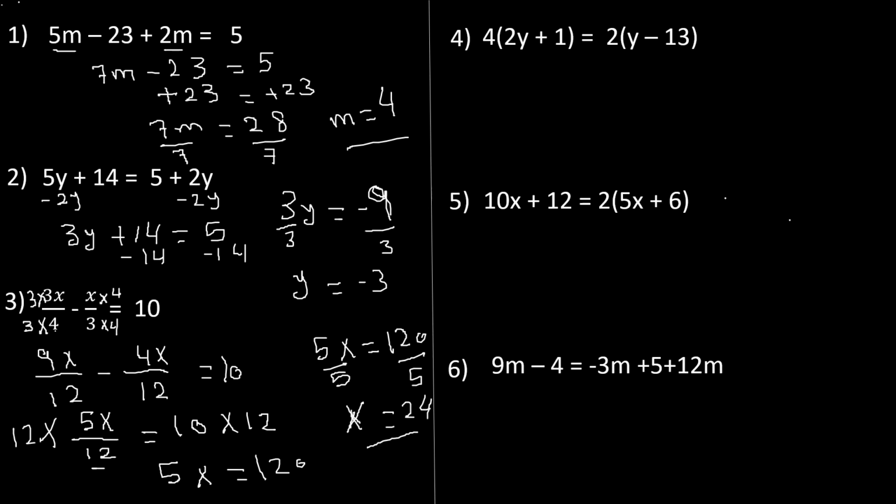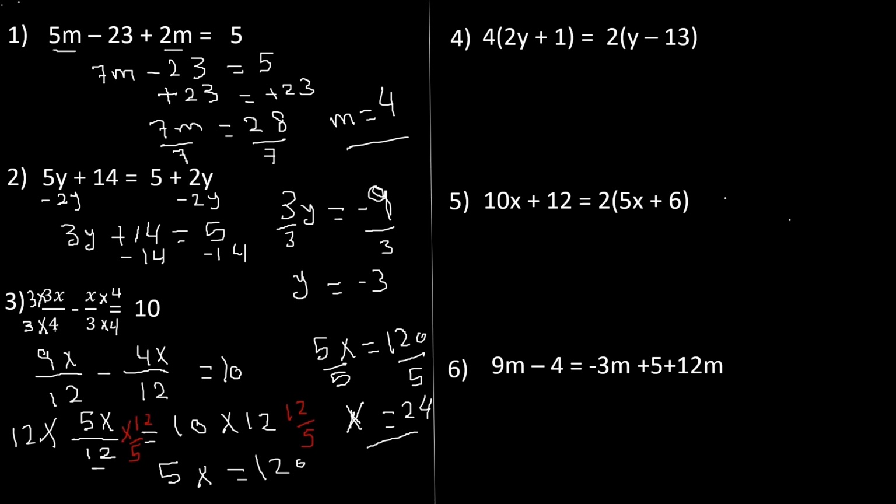But in this example, we can make it in only one way. This 5 over 12, we use the multiplicative inverse of 5 over 12, which is 12 over 5. We can multiply by 12 over 5 here and 12 over 5 here. This will be directly x equals 24. You can use this way also.